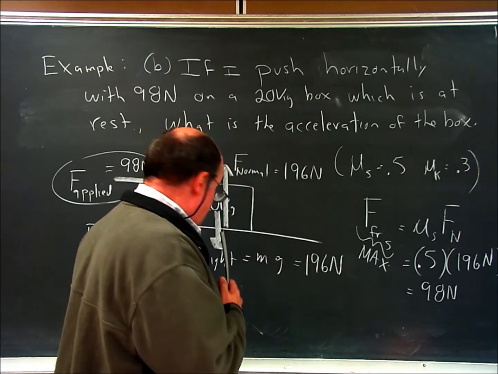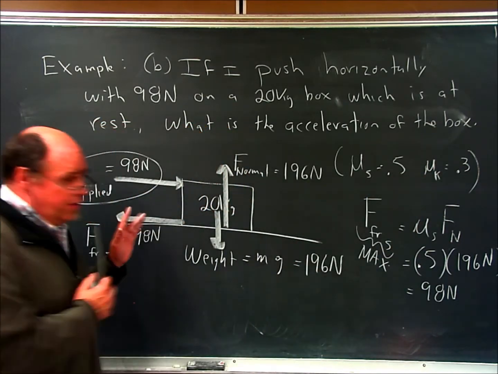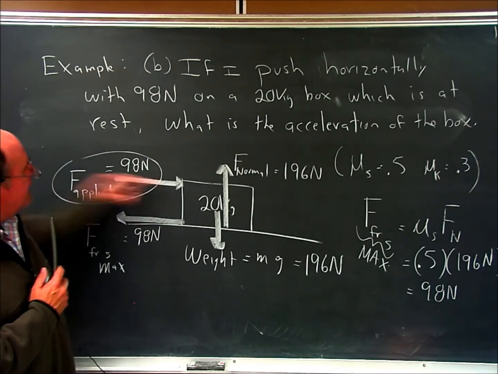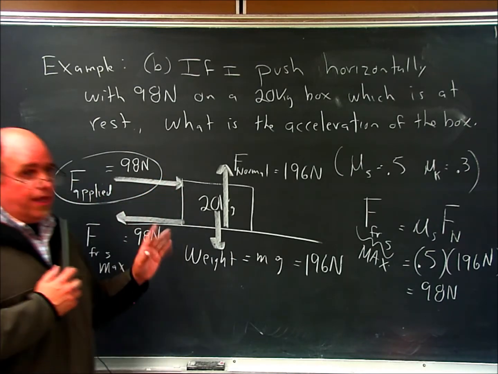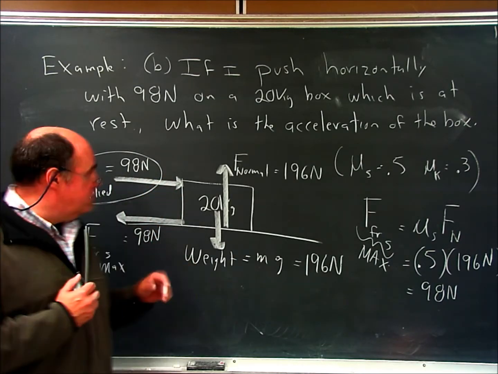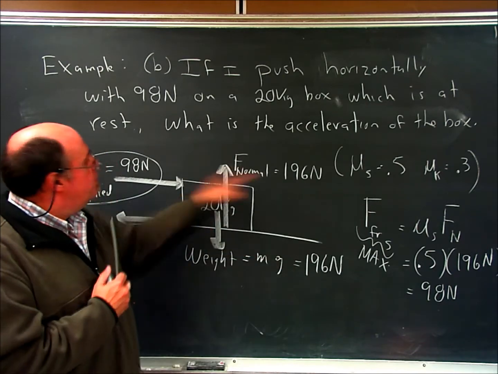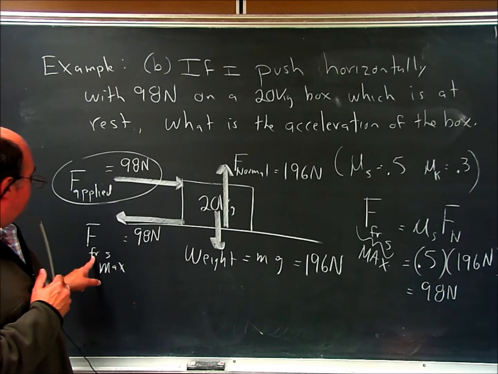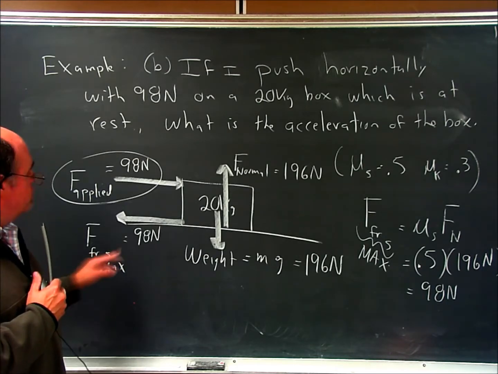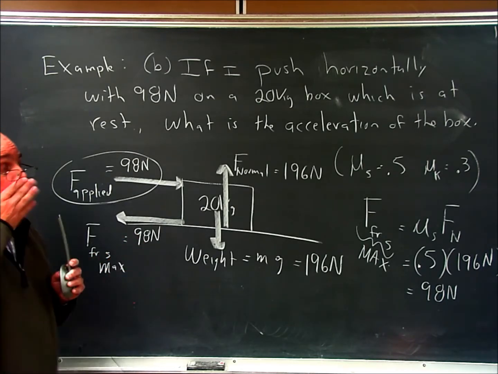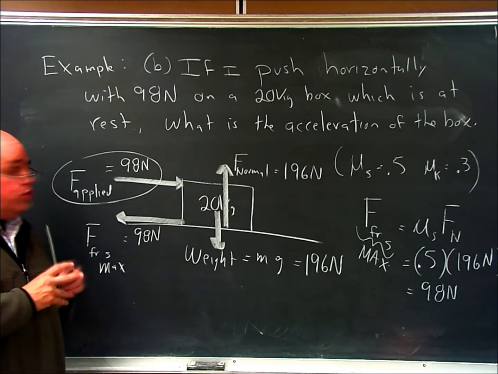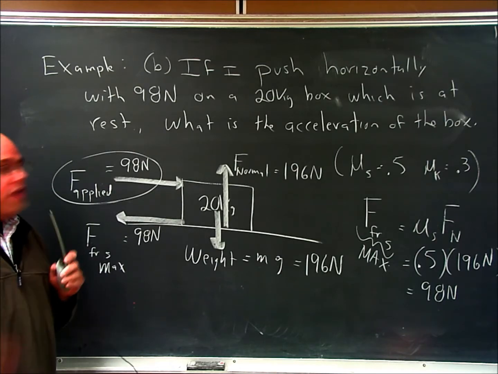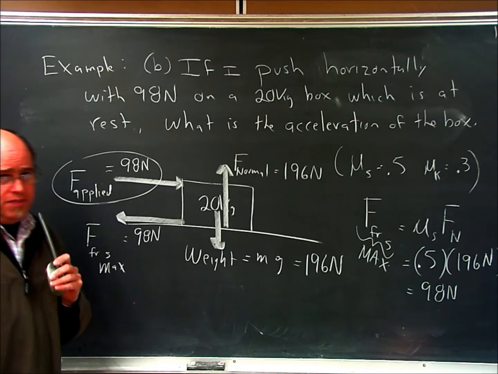So here's what's happening. I didn't even redraw this picture here. The applied force is going to be 98 newtons. The box was at rest. We were talking about static friction. The weight of it was here. The normal force was here. We calculated that the maximum force of static friction was going to be 98 newtons. So when the person pushes on the box with 98 newtons of force, as they do right now, think about it. What is going to be the acceleration of this box?